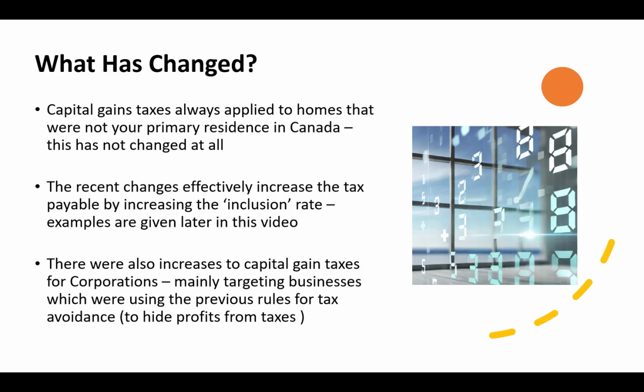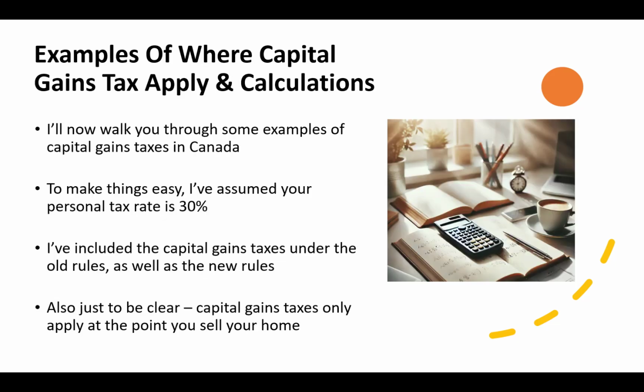There are also increases in capital gains taxes for corporations, mainly targeting businesses which were kind of hiding profits from taxes, which is called tax avoidance, using the previous rules where they'd store all their investments in a corporation to avoid paying capital gains taxes. The changes are targeting people who are basically avoiding paying tax by doing that. That's probably the biggest impact of these changes, on people that were doing this kind of tax avoidance scheme.